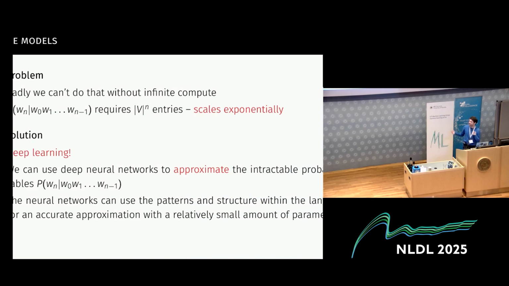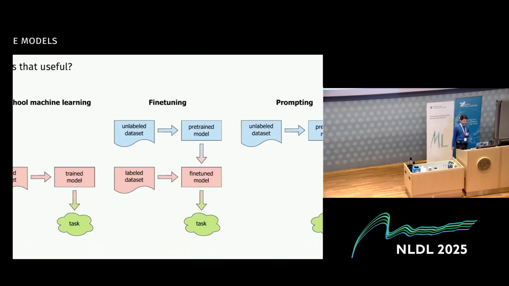And how does it work? Well, it works because language is not totally random, right? Language has some kind of structure, and these transformer-based language models can see the patterns inside, and they can be very good at making sure that even though they are relatively small compared to these exponentially large tables, they can still estimate these probabilities very well.